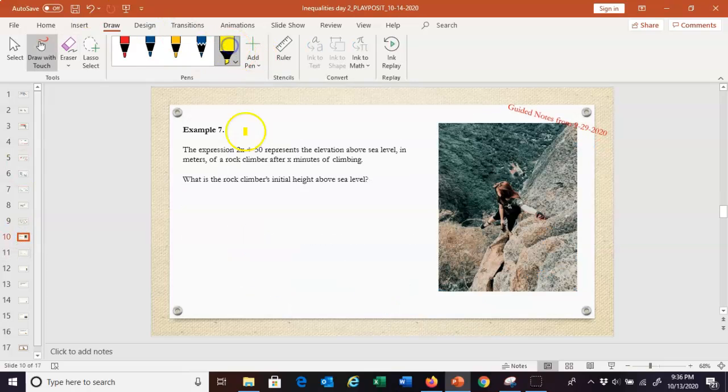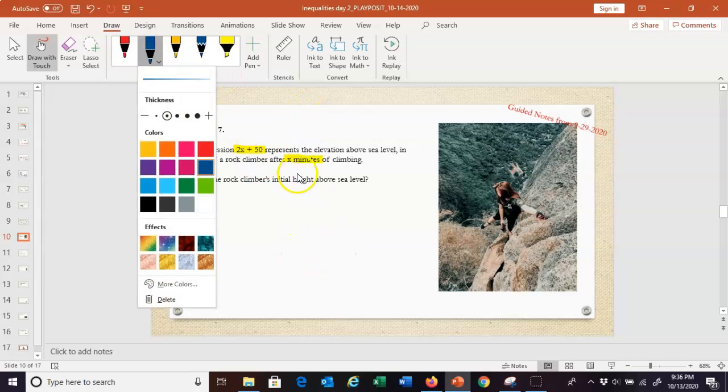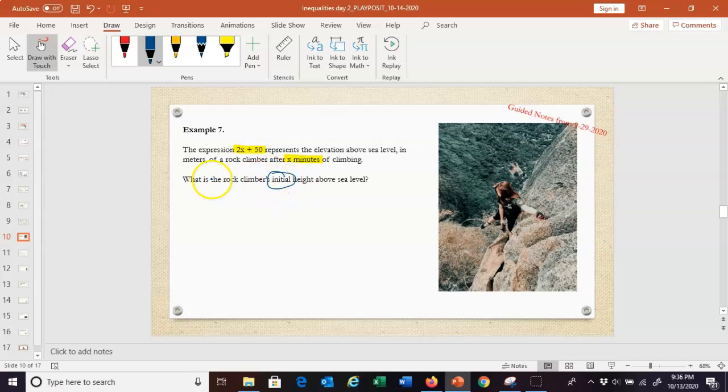You shouldn't. Here is example 7. Here's an expression that represents the elevation above sea level in meters of a rock climber after climbing X minutes. What is the rock climber's initial height above sea level? So this word initial here is a big tip off to what they're looking for. They're looking for that constant value, that starting point.